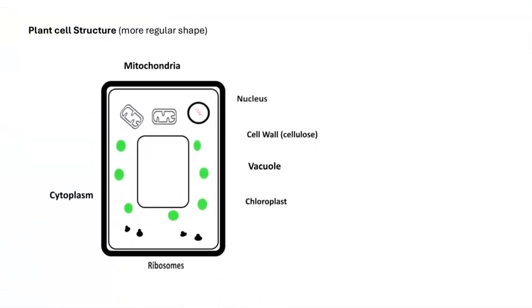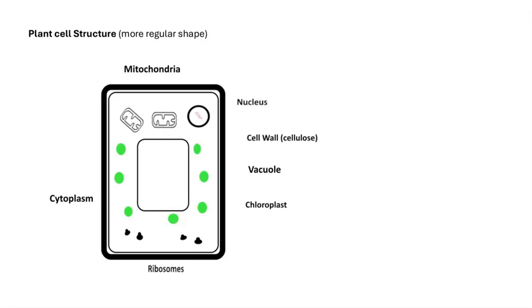So in this simple diagram of the general plant cell, you'll notice immediately that there are a number of features which are the same as animal cells. Of course, there's the nucleus, which contains the genetic material in the form of DNA. There are mitochondria present, synthesizing ATP in respiration.